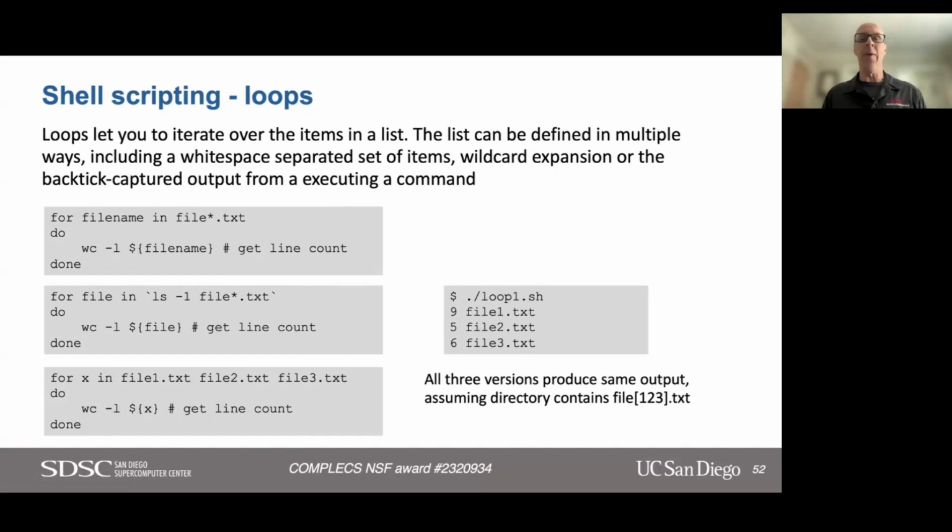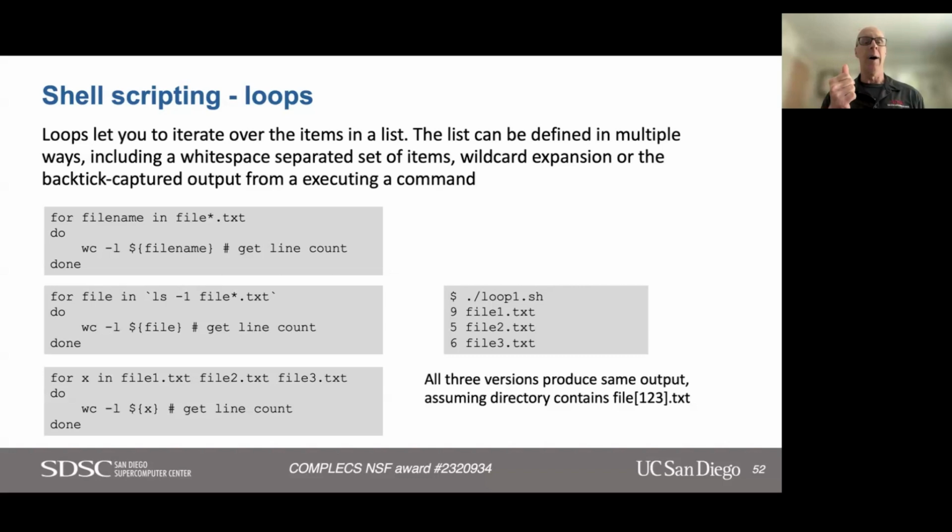All right, we only have a few minutes left, so I'm not going to go through these in much detail, but just be aware that Linux shell scripting allows you to iterate, to create arbitrary loops. Most often you're going to use that to iterate over the items in a list, and these lists can be defined in multiple ways. So here, a little bit of a contrived example, but I'm looping over all of the files in a directory, and I'm getting the line counts. We could have just done wc -l files*.txt more simply, but this is just to illustrate the loop.